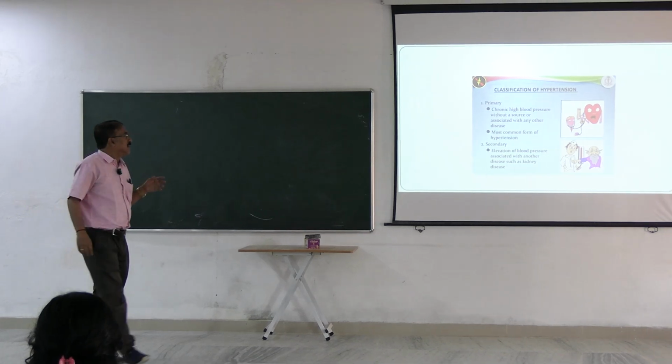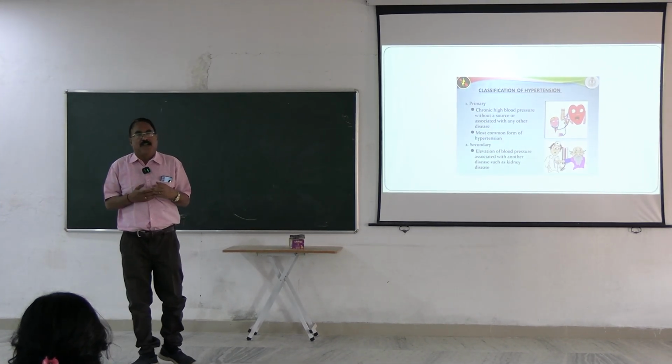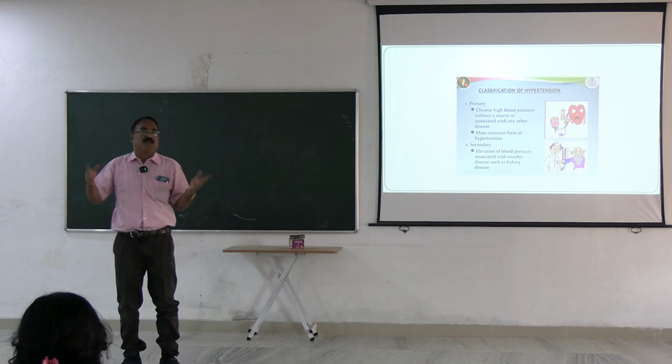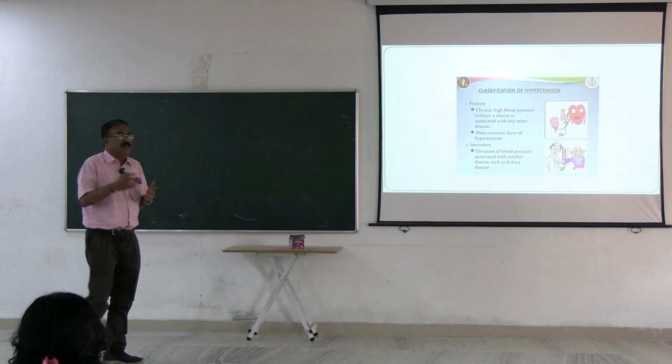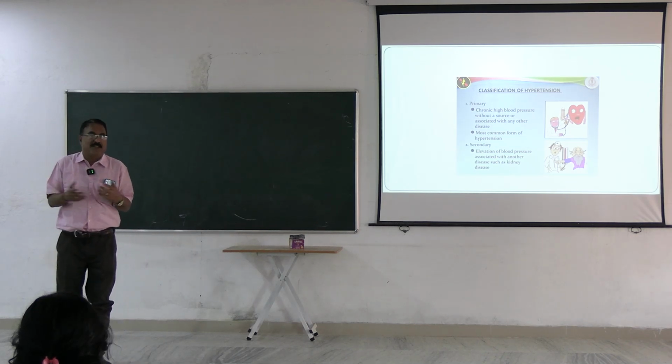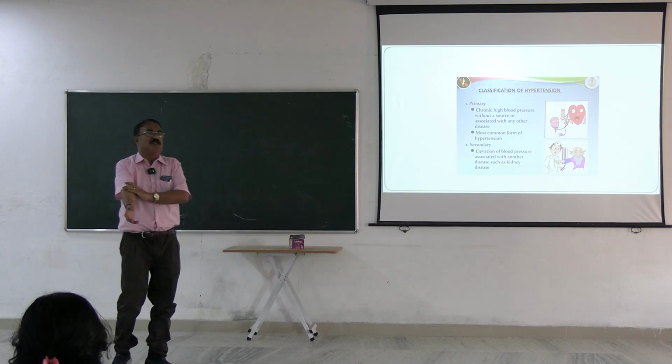One is primary and secondary. Primary is without a source. We don't know what is the cause of the hypertension. And secondary is if there's some other illness which has caused the hypertension, like for example, endocrine disorder or kidney disease, which has caused the particular hypertension. So the primary one is the most common cause. We don't know what is the cause of hypertension.